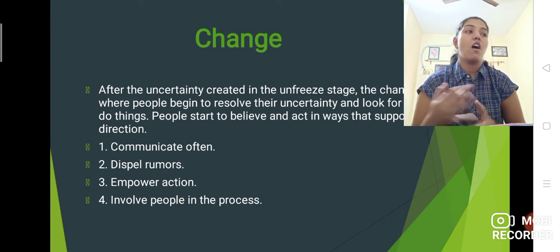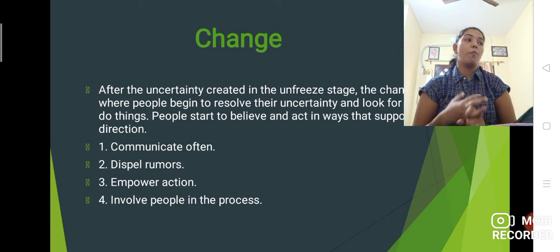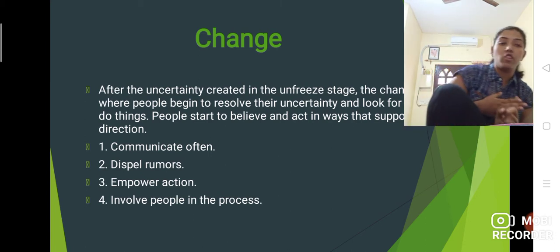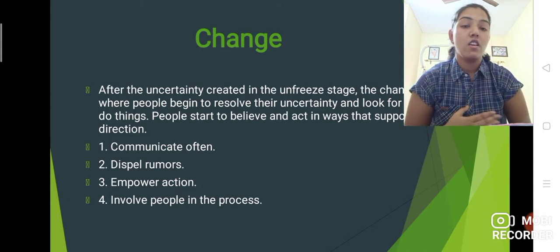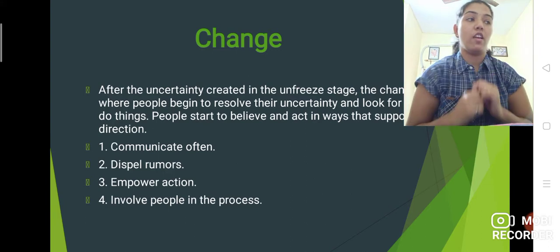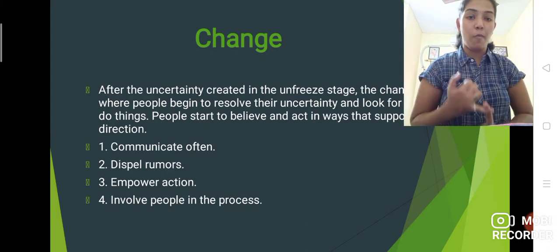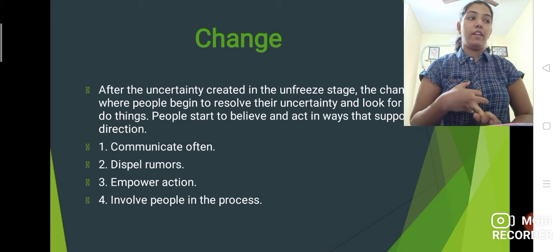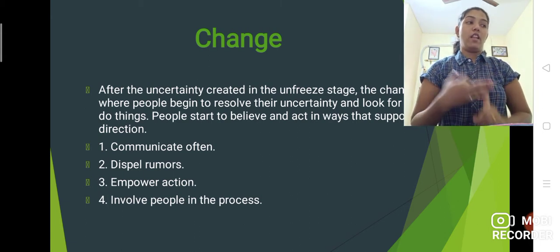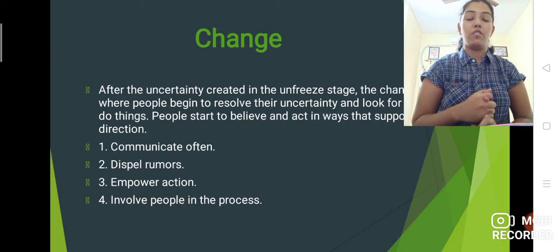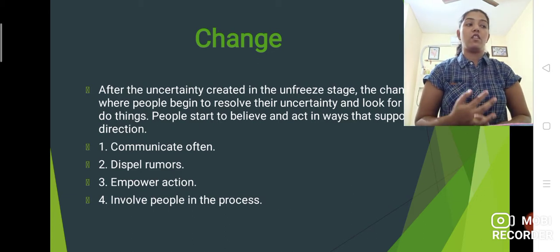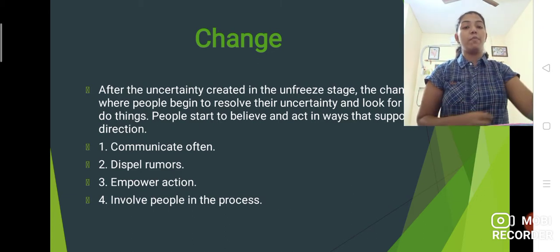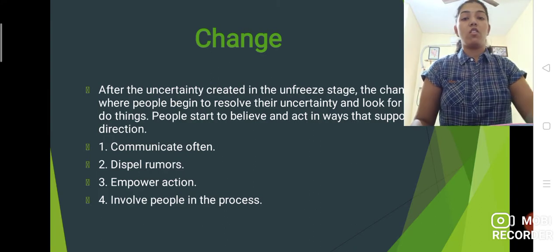Dispel rumors means answer the questions openly and honestly, deal with problems immediately, relate the need for change back to operational necessities. Third one is empower action. Empower action: provide lots of opportunity for employee involvement, and have line managers provide day-to-day direction. Fourth one is involve people in the process, generate short-term wins to reinforce the changes, and negotiate with the external stakeholders as well as necessary, for example, necessary employees organization.